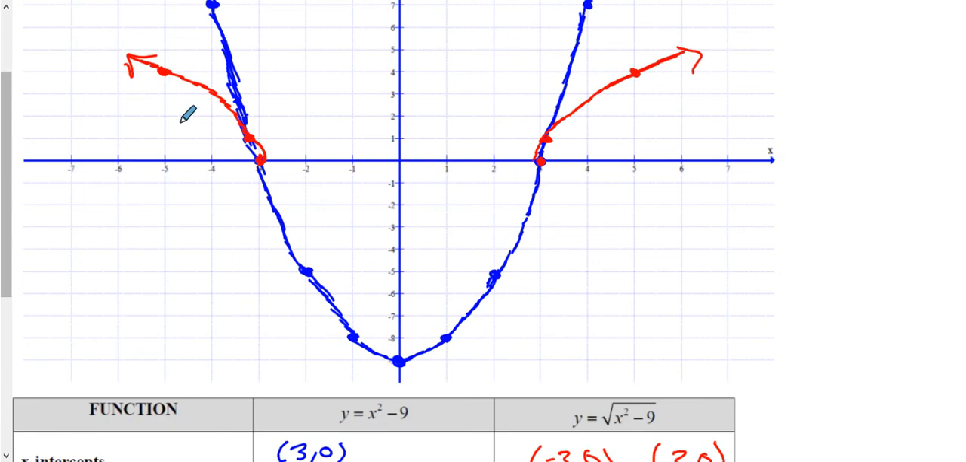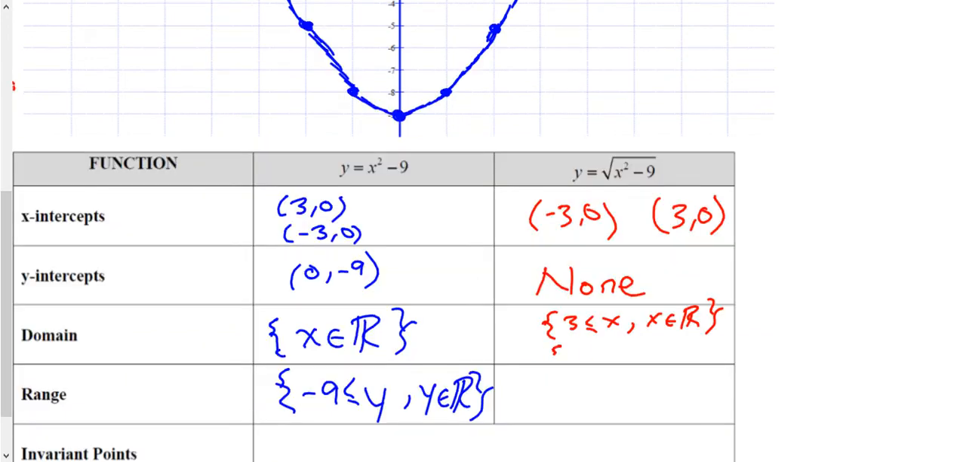And the other one, if you take a look at it, was at negative 3 going off to negative infinity, in fact. So here we would have our other domain. We want x to be less than or equal to negative 3 for our other domain, and x is an element of real still here.